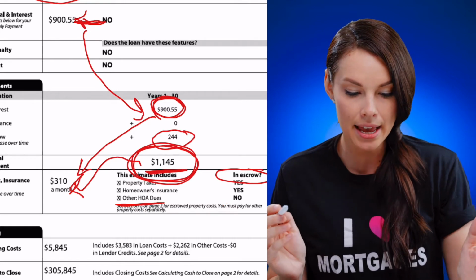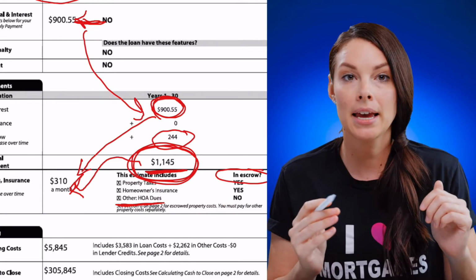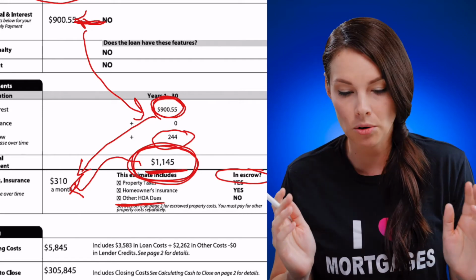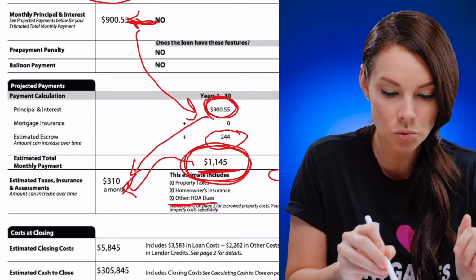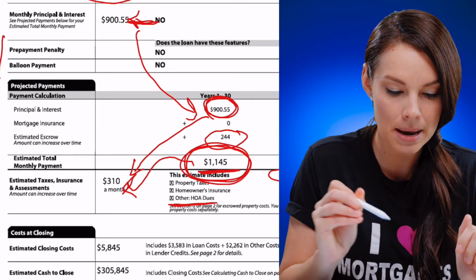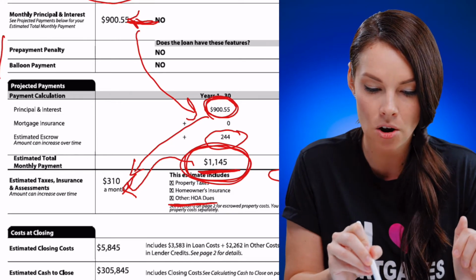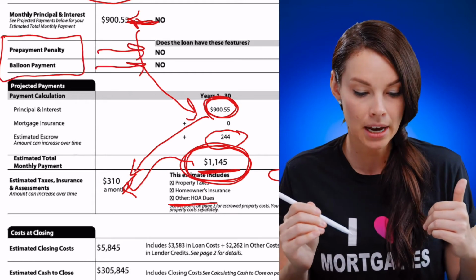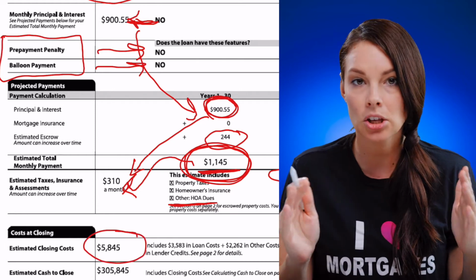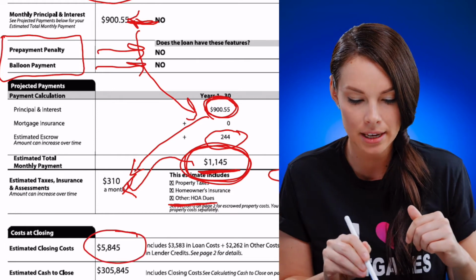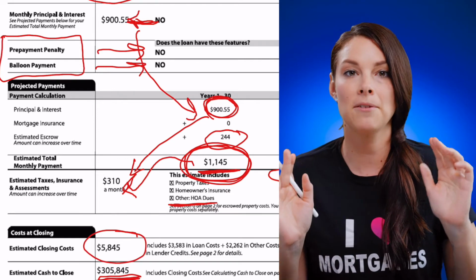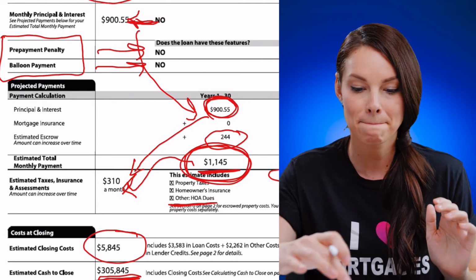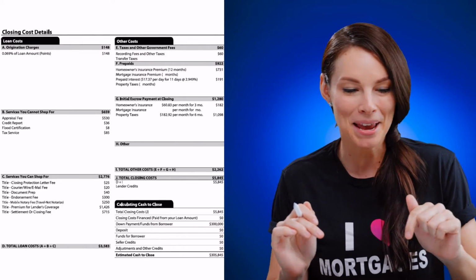Okay, so then we've got prepayment, balloon, all of that stuff. We don't really see that very much anymore in loans, but if you're concerned about it, it is right here. Okay, so we've got prepayment penalty, balloon penalty, no, and no. And then your total estimated closing costs. This loan happens to be $58.45 and the cash to close $305,845. So you might be saying like, oh my gosh, where are these charges coming from? That's where we have this page.